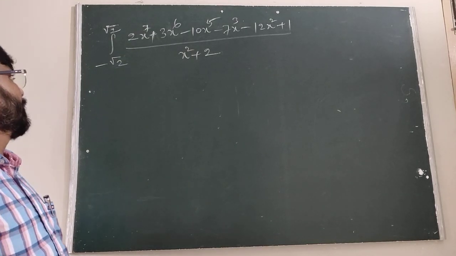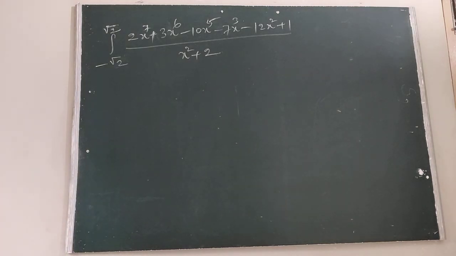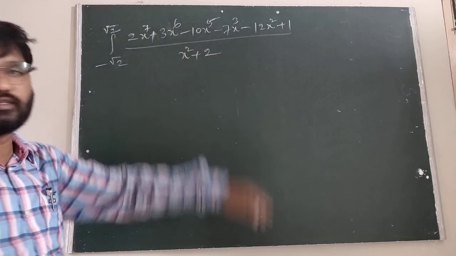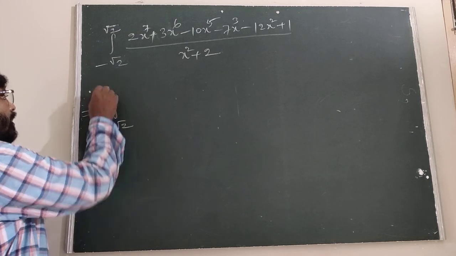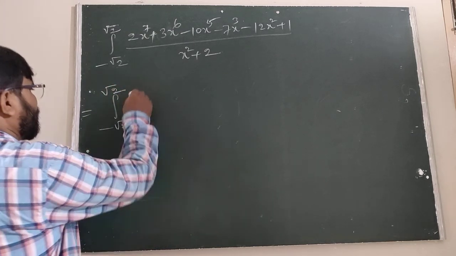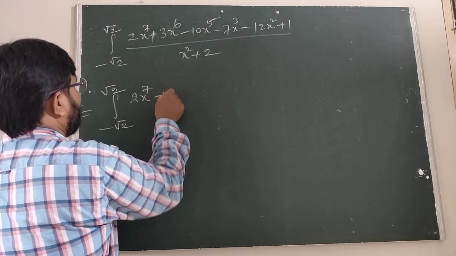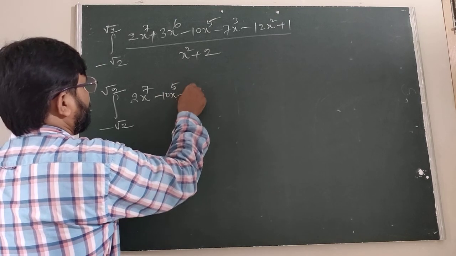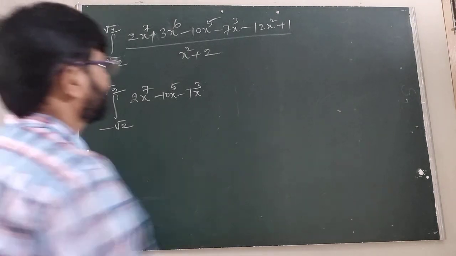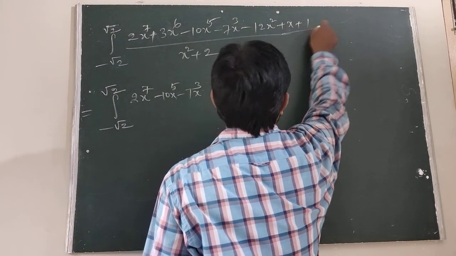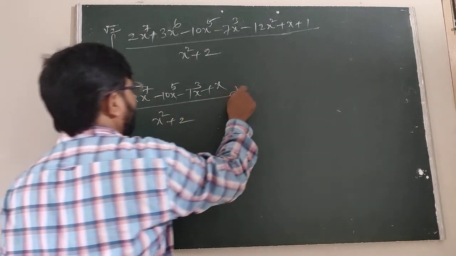Dear students, here the given integral is minus root 2 to root 2 of 2x power 7 plus 3x power 6 minus 10x power 5 minus 7x cube minus 12x square plus 1, plus x upon x square plus 2 into dx. So first you can check whether it is even or odd. What are the odd terms? 2x power 7, minus 10x power 5, minus 7x cube, plus x upon x square plus 2.